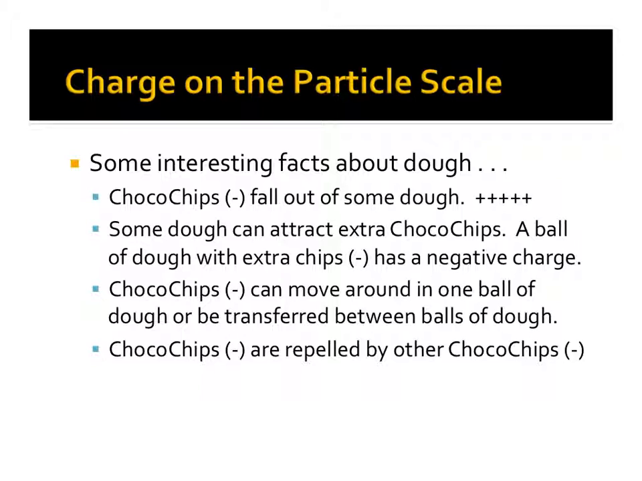And then chocolate chips are repelled by other chocolate chips. This is similar to our macro scale where we said positive or similar charges repel each other. Same thing with our electrons. Two negative electrons are not going to want to be next to each other because they're both negative.